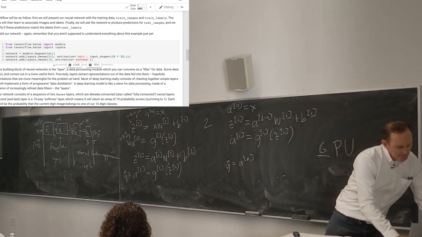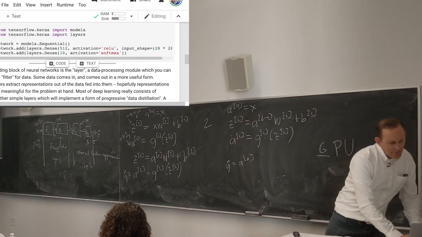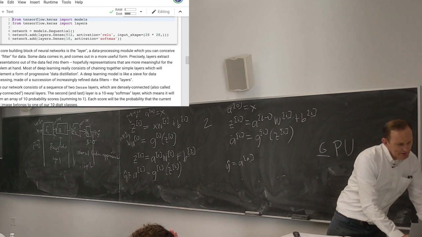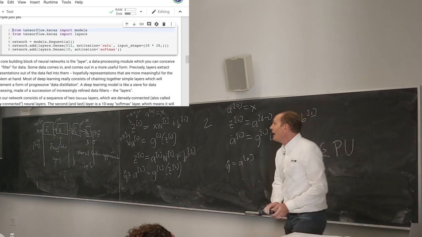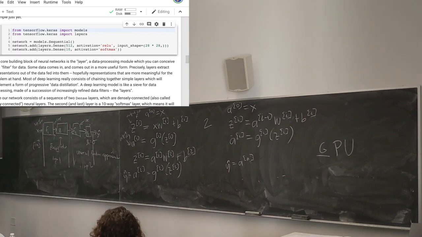A little bigger. So our model, make it a little smaller. Our model is a sequential model. We're just doing things in order.